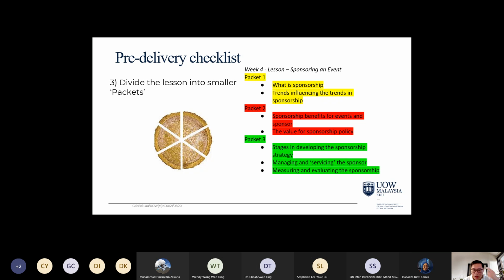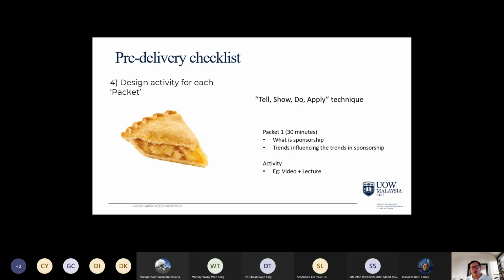So now, in my mind, how do I get students to understand this packet one? What method shall I use? Let's look at it. So that comes to part four. Point four. Design activities for each packet. Every packet you design activities. So I want to explain to you this thing called tell, show, do, apply technique.